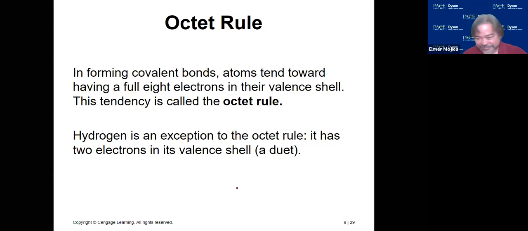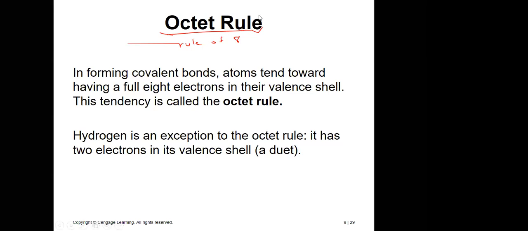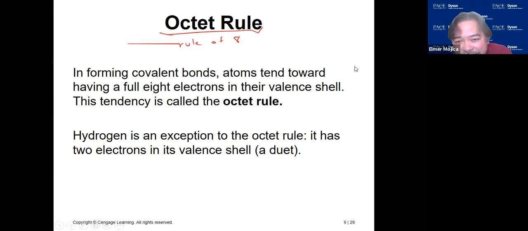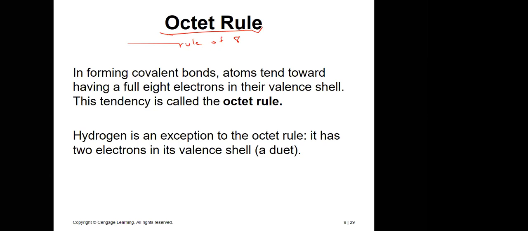Whether they are ionic bonds or covalent bonds, they follow the so-called octet rule, the rule of 8. Now you may ask, why 8? I answered it in our previous lecture. It has to do with the valence shell. Why 8? Because that is the number of valence electrons of the noble gases.